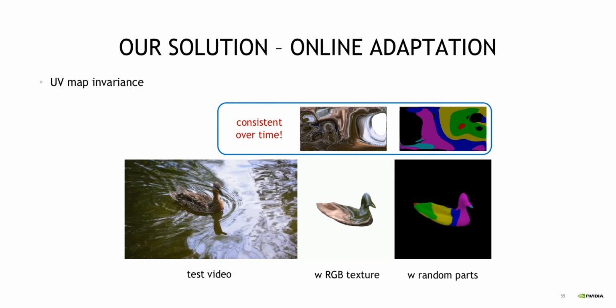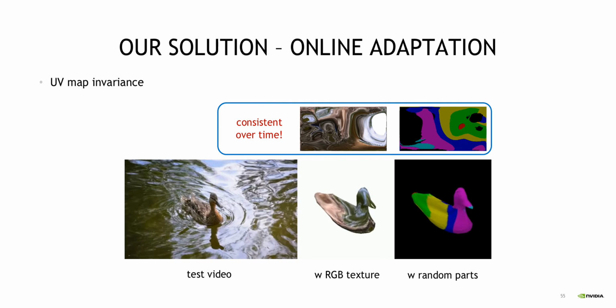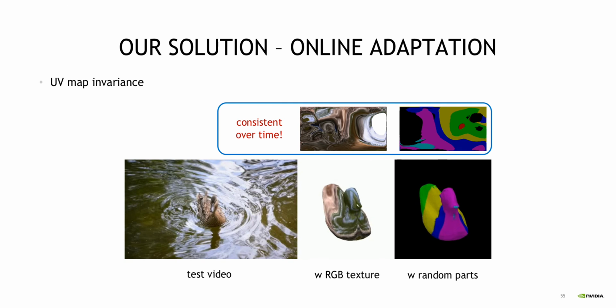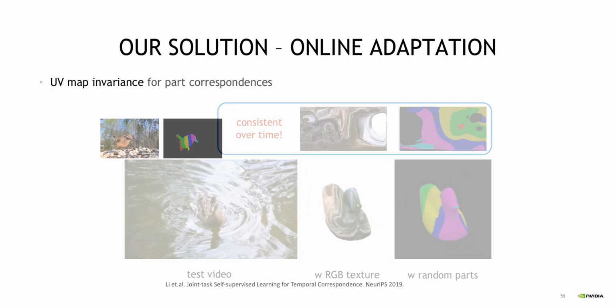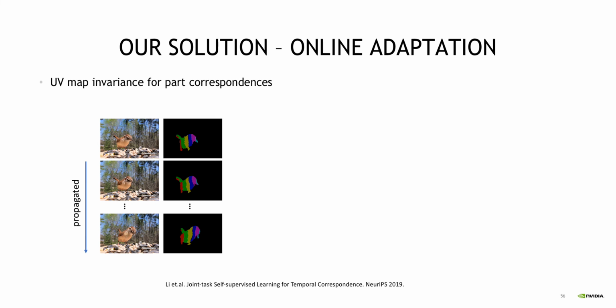Likewise, we also explore such invariance over the UV space, which is independent of the shape deformation and the camera view. We can enforce RGB textures or painted random strips on the UV map to be consistent over time. In detail, we paint random strips only on the first frame and propagate them to the rest of the frames using our self-supervised video correspondence learning algorithm.